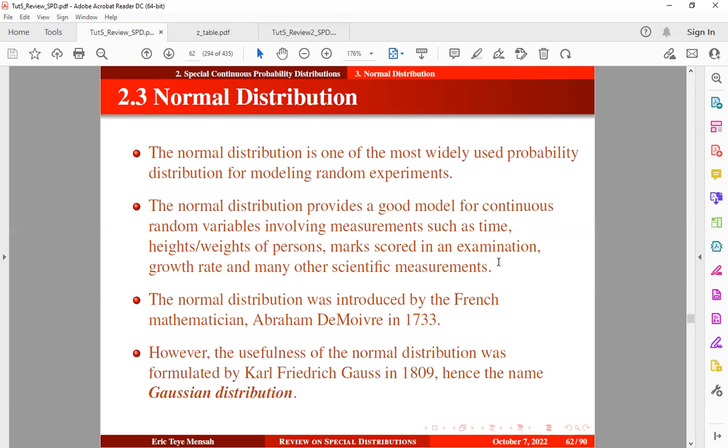However, in 1809, Carl Friedrich Gauss used the normal distribution to solve an important statistical problem of combining observations. Okay. That is, he was able to derive the normal equation from a study of errors in repeated measurement of the same quantity. Because Gauss played such a prominent role in determining the usefulness of the normal distribution, it is often called the Gaussian distribution. Okay.